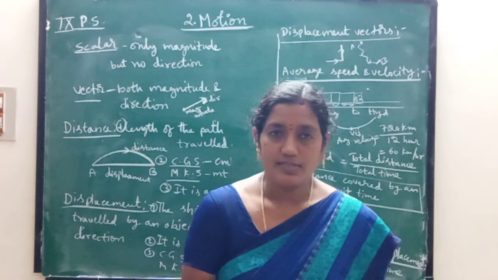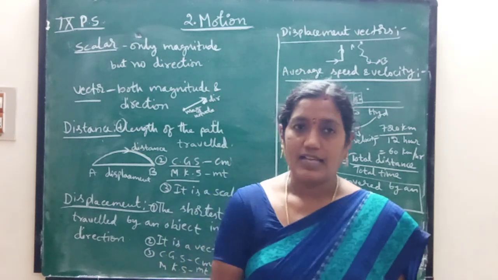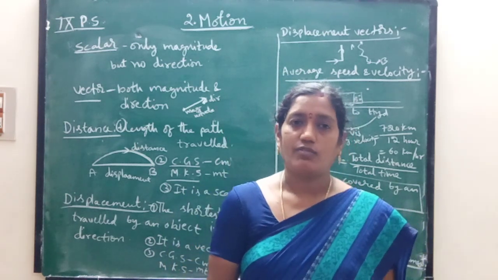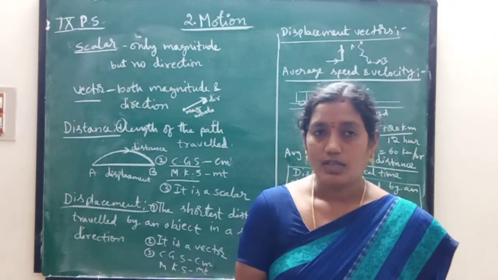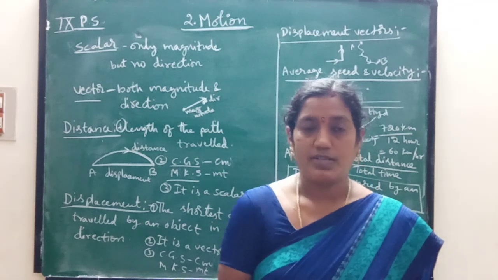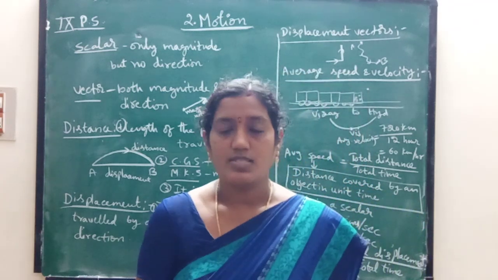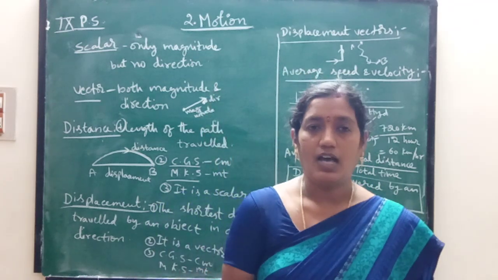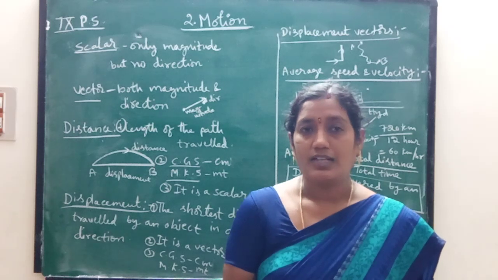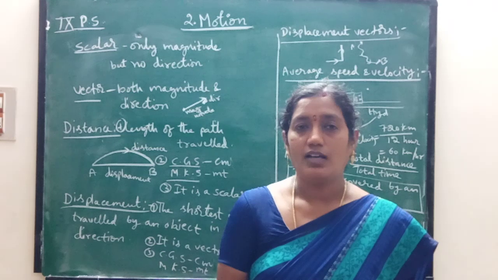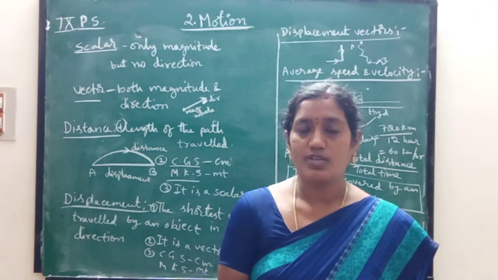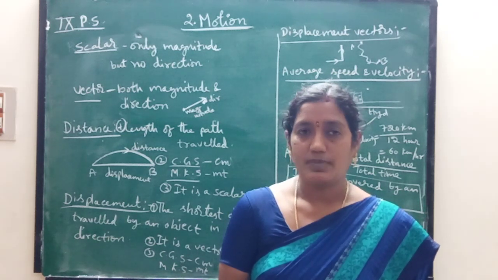Today's session is what is a scalar quantity, what is a vector quantity, and I am going to explain some words: distance, displacement, velocity, speed, average velocity. Children, in the last class I told you about what is a motion and how this motion is relative to the observer. I explained it to you.